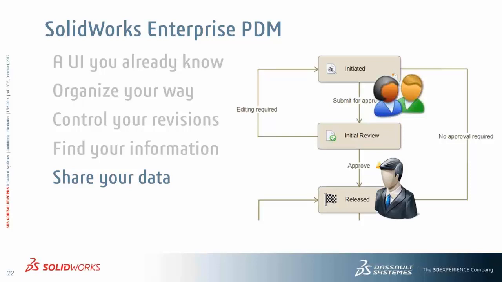In our example, only the change approvers like Dave can release ECOs and the drawings. And that's why I wanted to pause there. I don't want to release the drawing. I'm actually going to go ahead and release the ECO and its related documents.